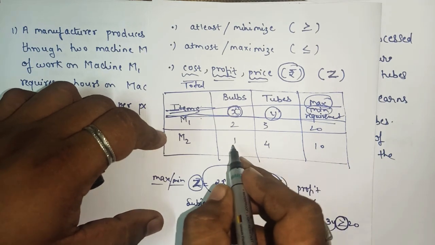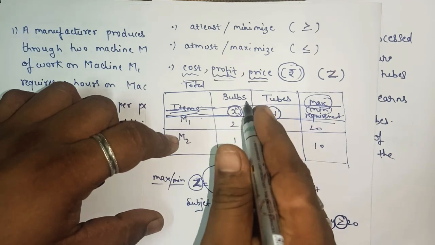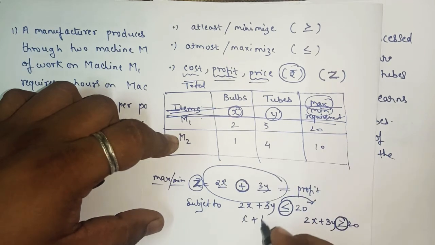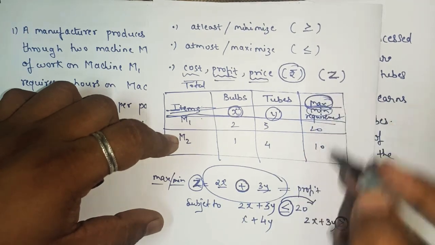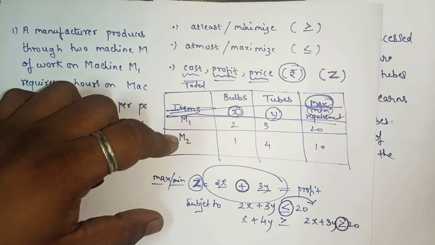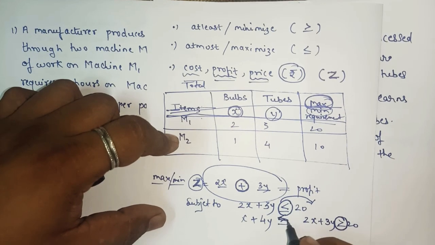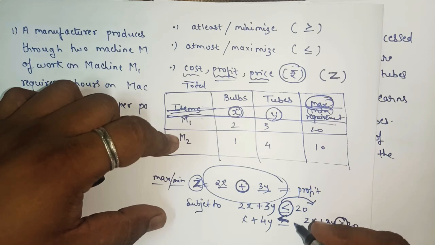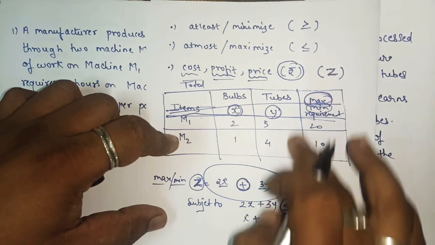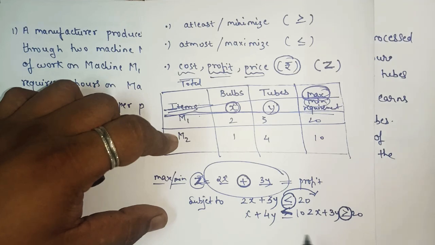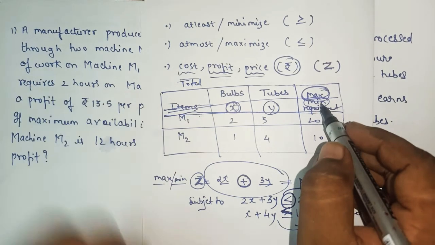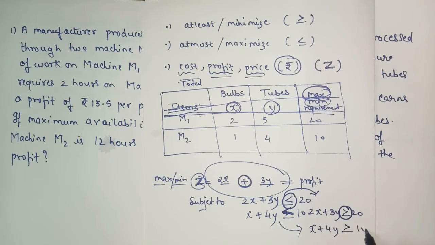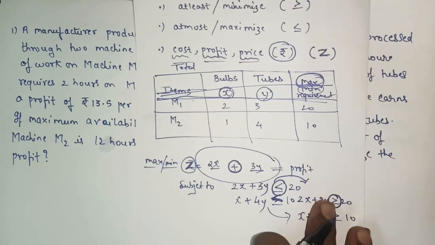Next, machine 2 contains one x, which will be x only, plus machine 2 contains 4 tubes, so this will be 4y. As it says maximum requirement, maximum means less than equal to, and the requirement is 10. So here we got the two linear inequations. Suppose the word is replaced by minimum requirement, so this inequation will be x plus 4y greater than equal to 10. So in this way you will frame your inequation.